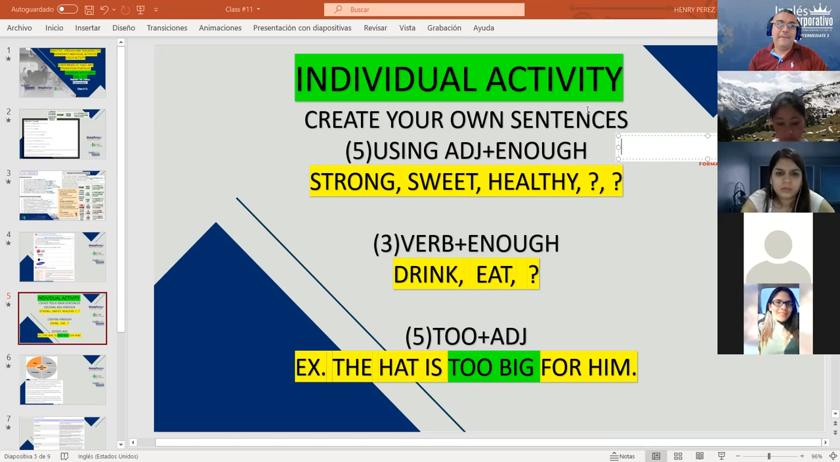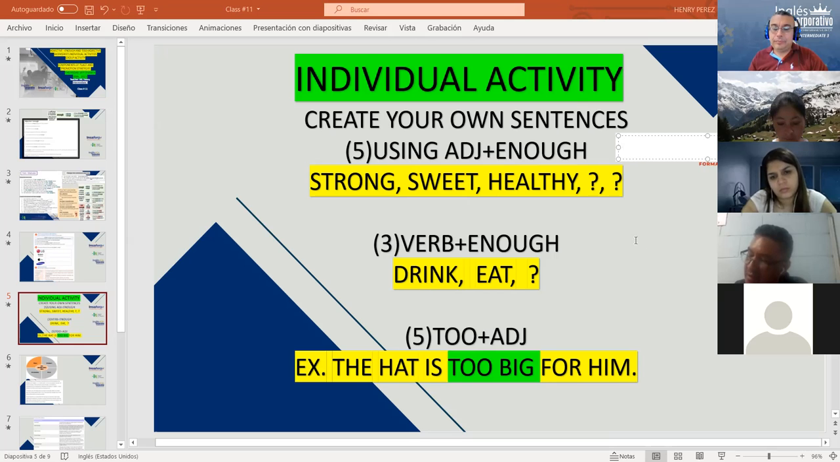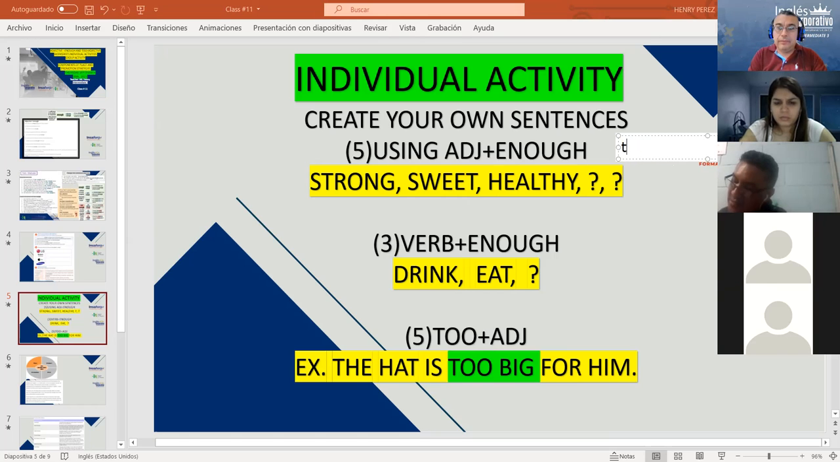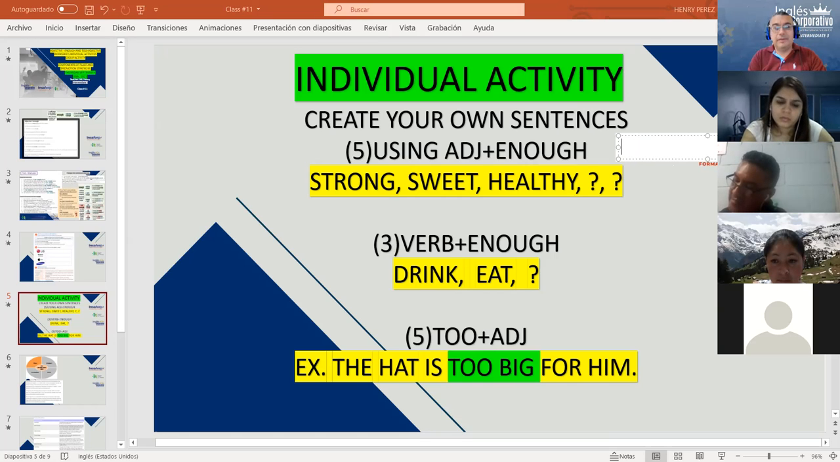Teacher, I have a question for you about too plus adjective. Is it correct to say Messi is a soccer player too fast? Te falta algo. ¿Qué es? That's too fast, right? That's. Yes. All right. That's the only thing that you're missing. Messi is a soccer player that's too fast. Muy rápido, right? Very good. You have it correct. You just needed that connector, right? That small connector. Very good.